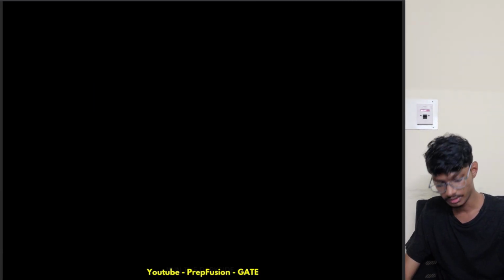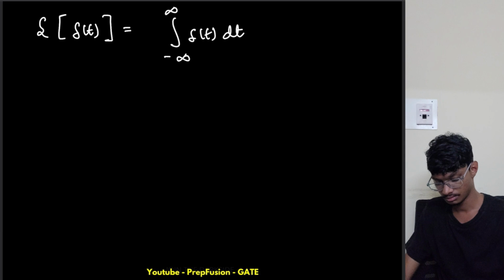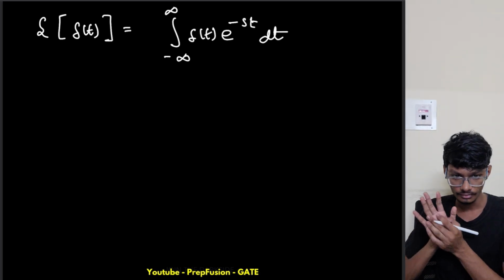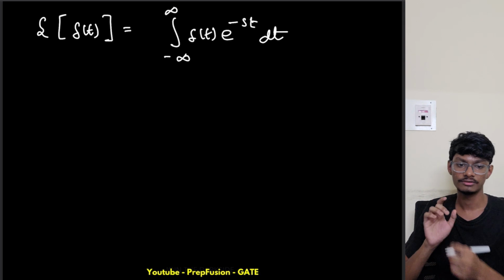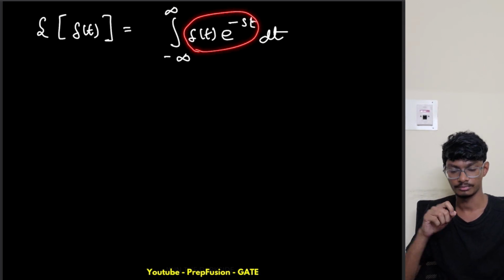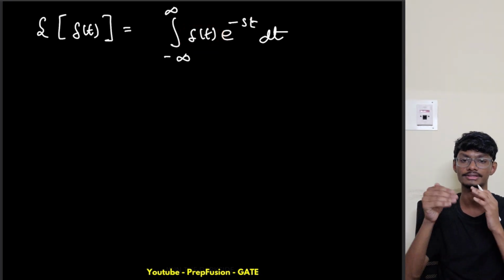You have to understand this a bit. The Laplace transform of impulse is the integral from minus infinity to infinity of delta of t times e raised to power minus st dt. What you have to do is find the value at t equals 0, because this delta of t only exists at t equals 0.